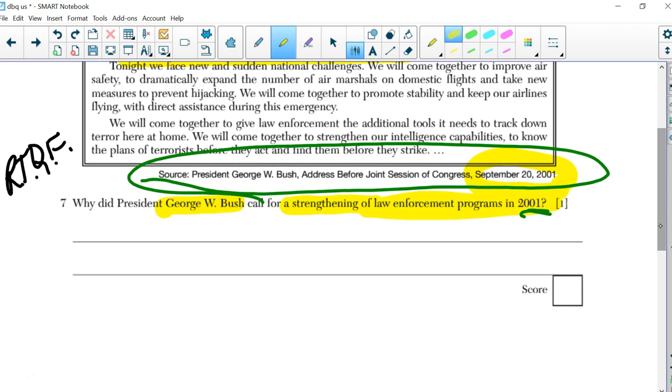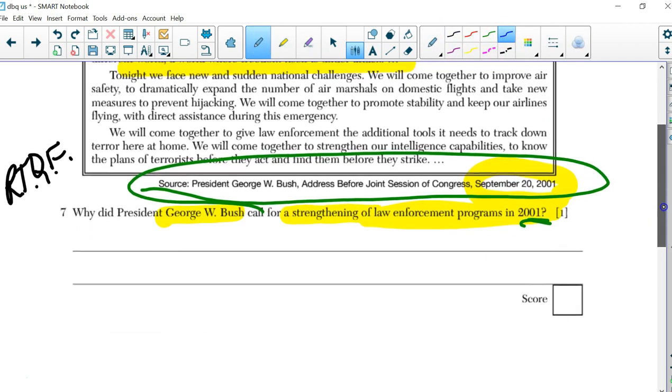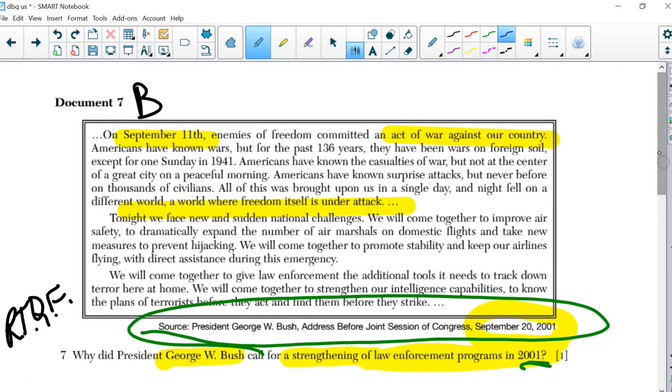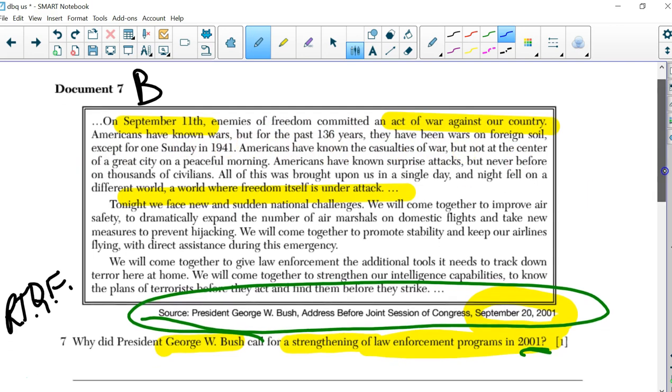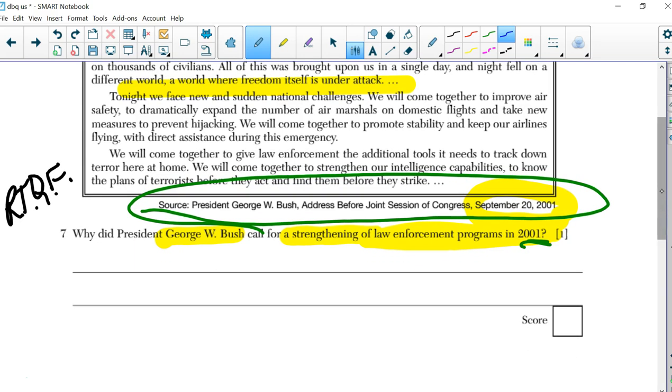Okay, why did President George Bush call for a strengthening of law enforcement programs in 2001? You can cite your text directly if you wish. You can say enemies of freedom committed an act of war against our country. Or you can just explain what happened, as long as it has something to do with what we're talking about here. So, why did George W. Bush call for a strengthening of law enforcement programs in 2001?